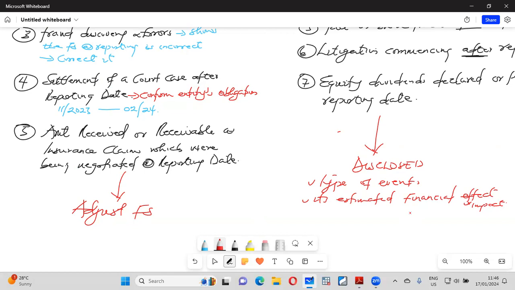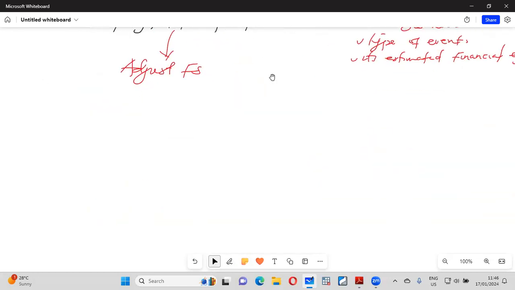Now I'm going to come back to this proposed dividend concept on the equity shareholder. So let's look at that. Now, first of all, let me start with your going concern principle.